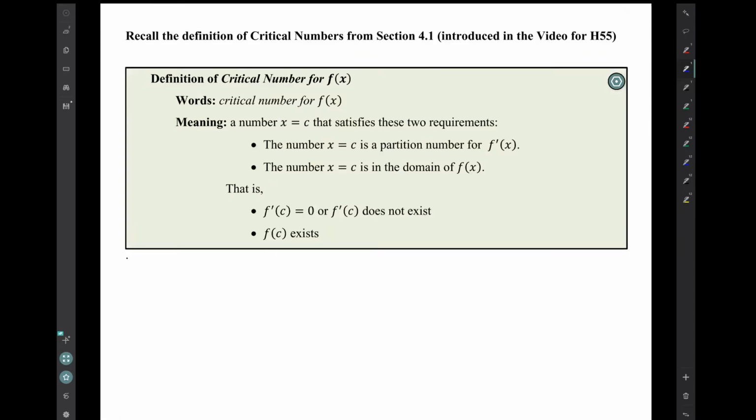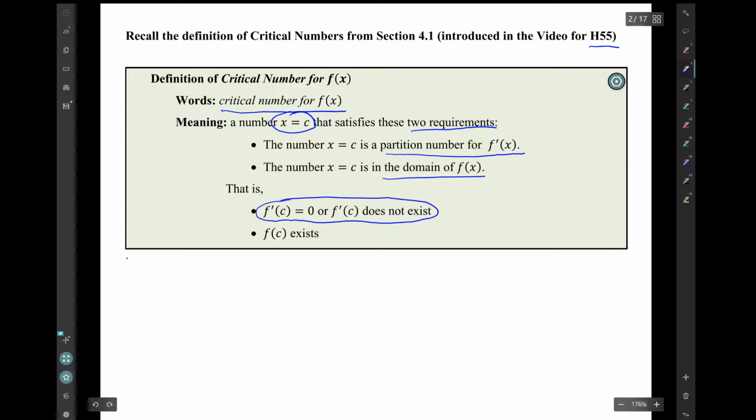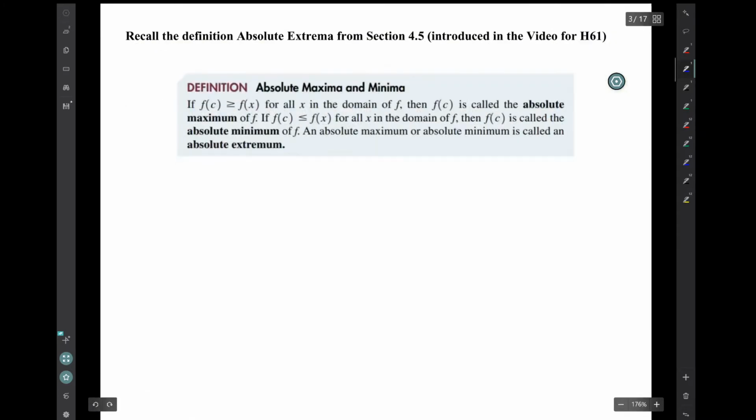Now recall the definition of critical numbers from section 4.1, which I discussed in the video for homework 55. A critical number for a function f of x is an x value, x equals c, that satisfies two requirements. The first requirement is that the number must be a partition number for f prime of x, and the second requirement is that the number must be in the domain of f of x. That is, f prime of c equals 0, or f prime of c does not exist, and f of c exists.